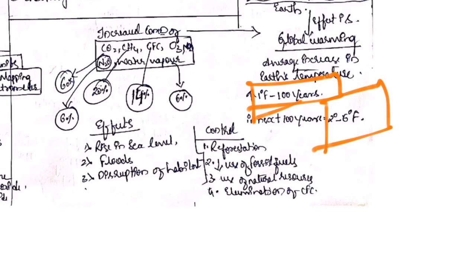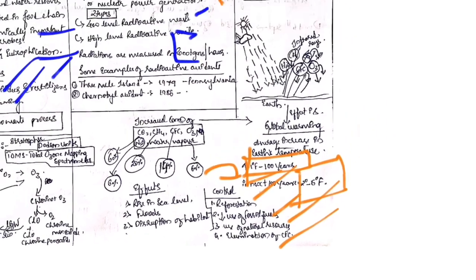So what are the control measures? That is nothing but reforestation, reducing the usage of fossil fuels, use of natural resources, and eliminating chlorofluorocarbons. Chlorofluorocarbons are used in propellants and also in ACs and refrigerators. So this is causing global warming. So we need to reduce the usage of greenhouse gases. This is very important, dear students.